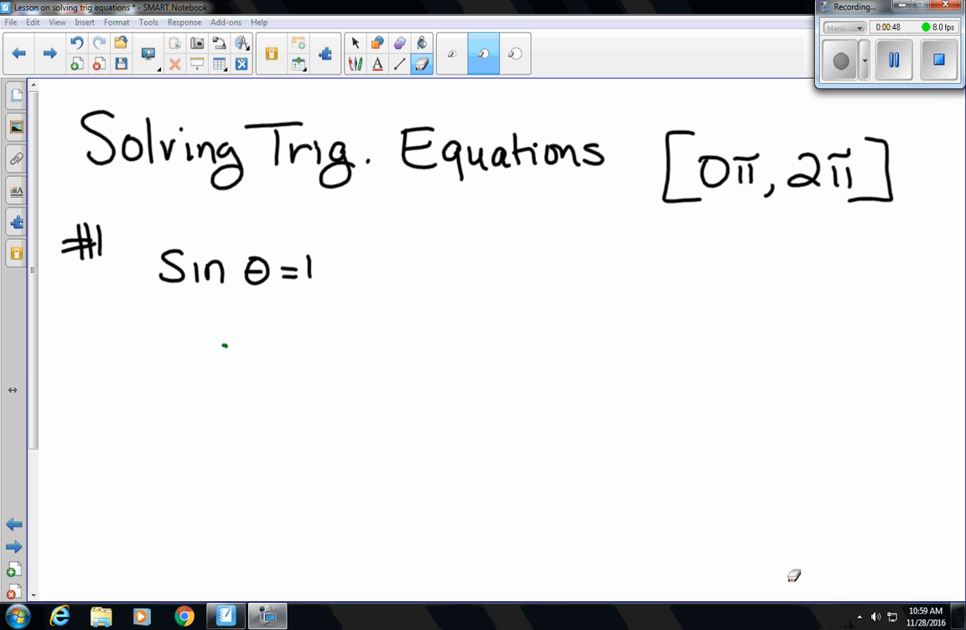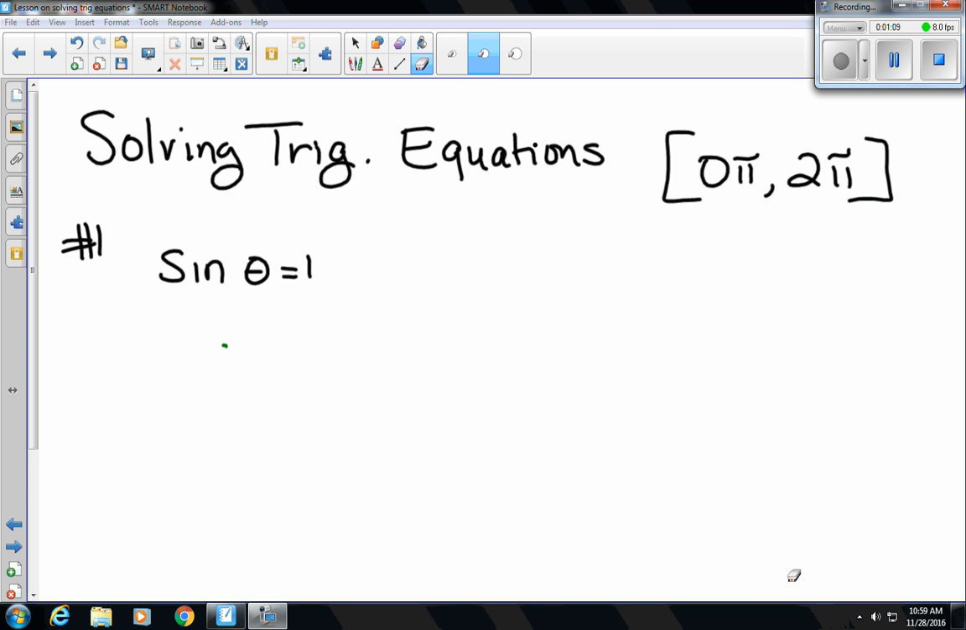Where can I get my answers? Anywhere from 0 to 2 pi. Can I include 0 pi? Yes. Can I include 2 pi? Yes. So it would change then if I just had parentheses. I could not include 0 pi and 2 pi. Even if it were technically an answer, I would not include it if the restriction changed.